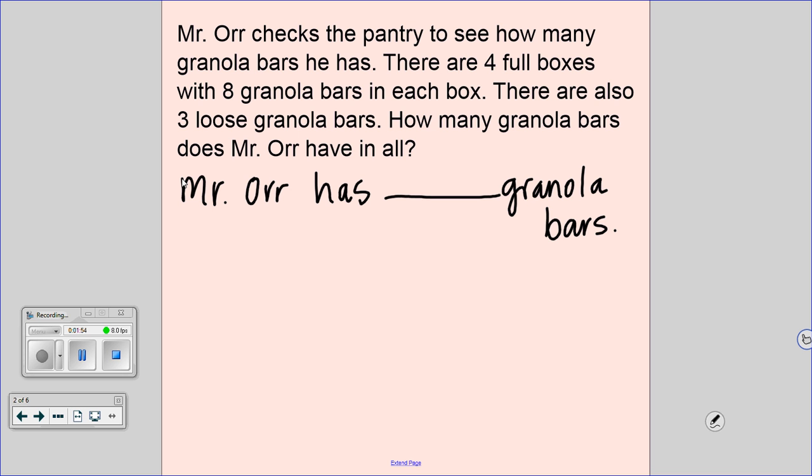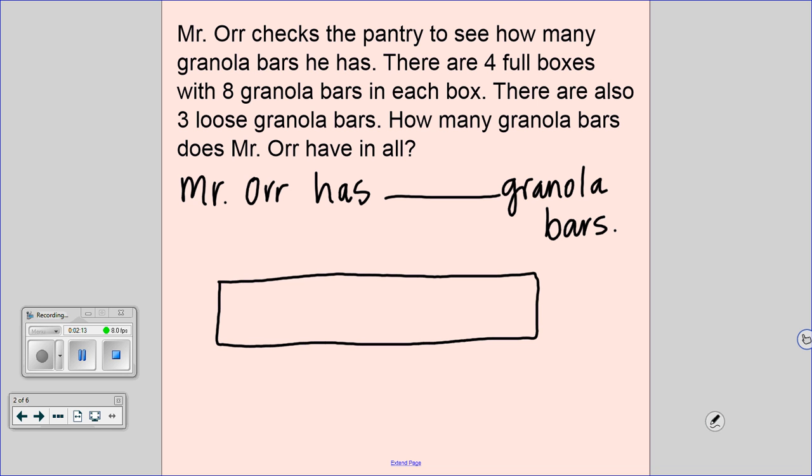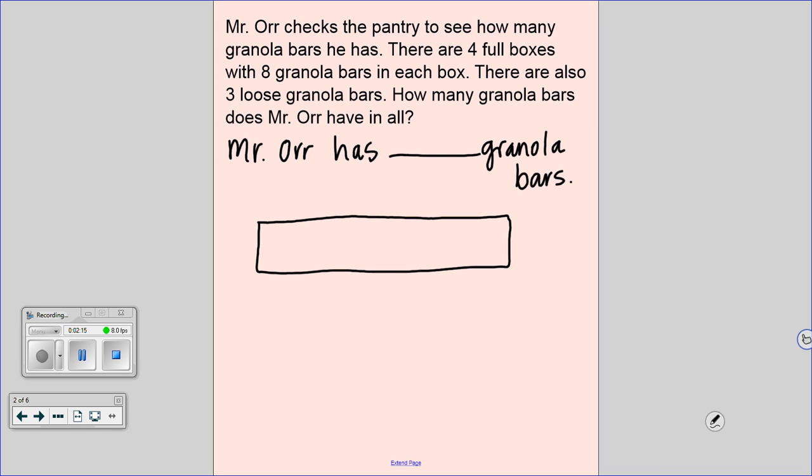Okay. Next step is also not going to change. We're going to make a bar. Again, we make a bar not to do math specifically, but it's going to help us figure out what operation we have to do. So go ahead and draw a bar. Same first step as always. We need to determine, do I know the total? Do I know the whole? I'm counting granola bars.